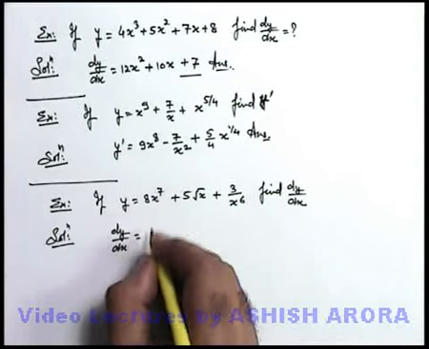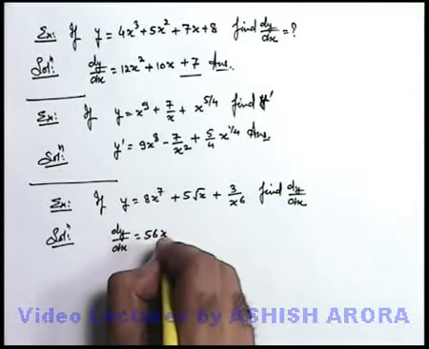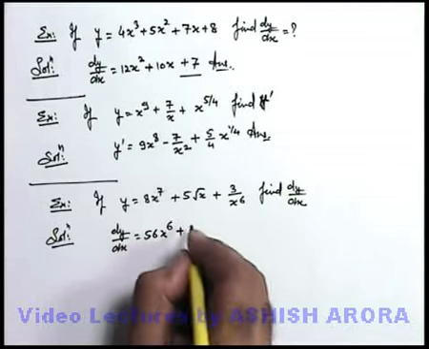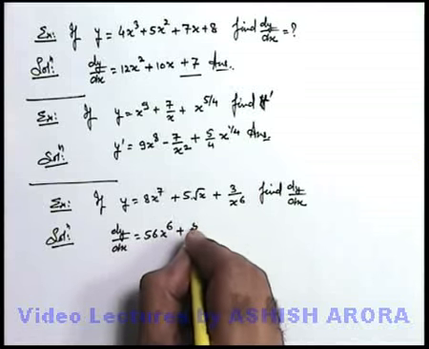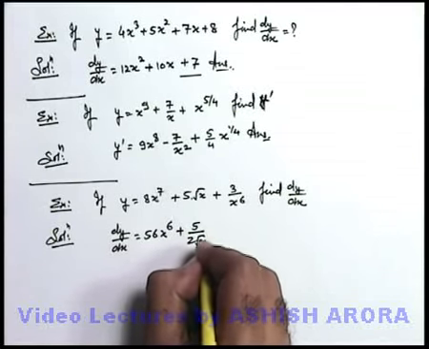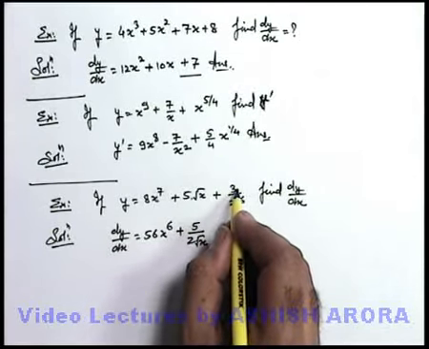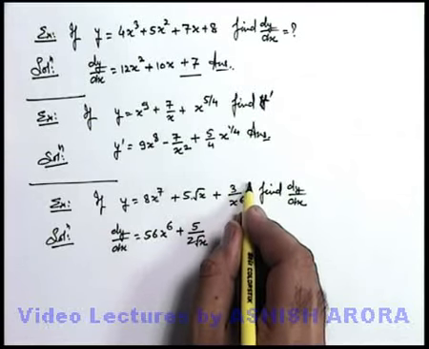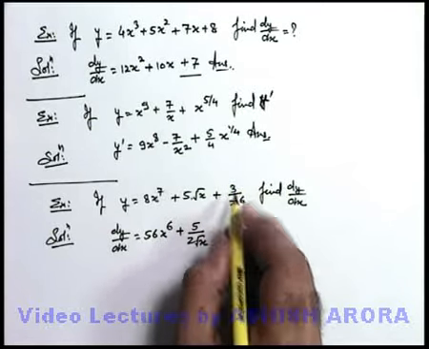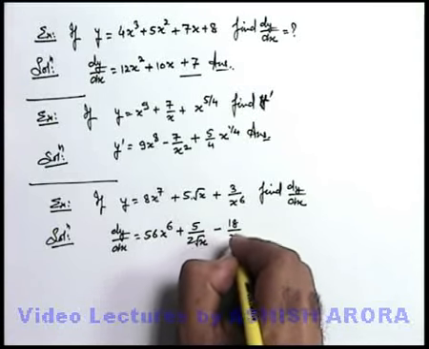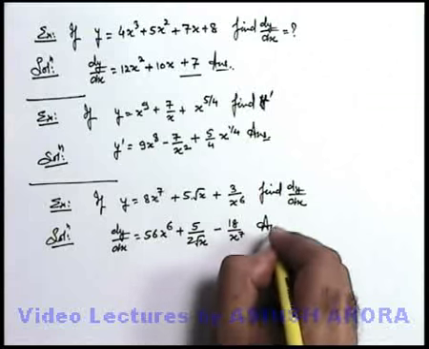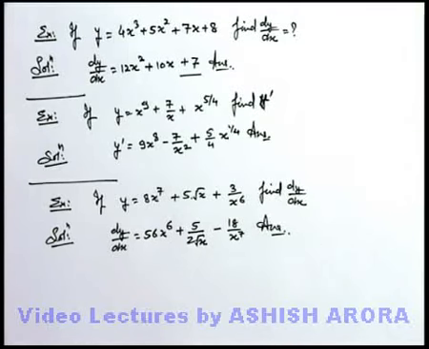8x to power 7, that will become 56x to power 6 plus 5 into root x. Differentiation of root x is 1 by 2 root x. It will be 5 by 2 root x. And here it is 3 into x to power minus 6 we can write. So this minus 6 will come out. This will become minus 18 into x to power minus 7. So it can be written as 18 upon x to power 7, which is the answer to this particular case. Let's see a few more examples in series.